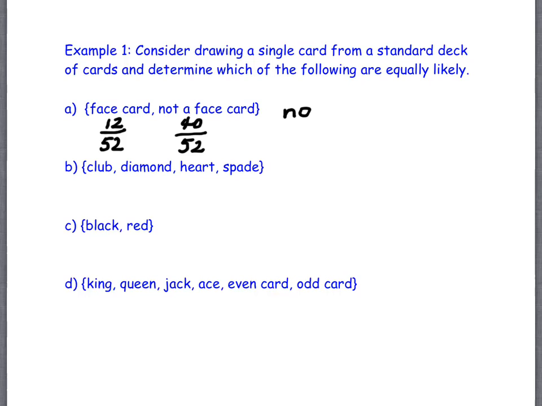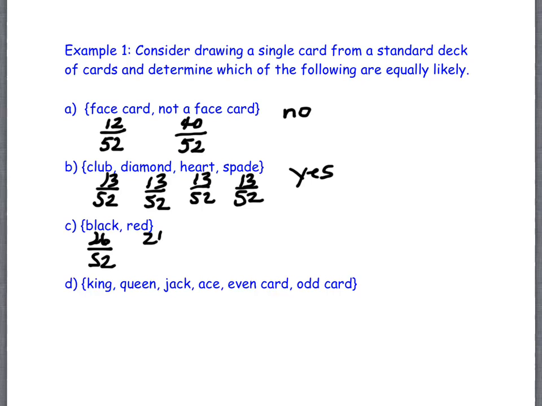All right, how about clubs? How likely are you to draw clubs? 13 out of 52, because there's 13 clubs, 52 cards. What about diamonds? Hearts? And spades? Are these events equally likely? Yes, they are. Probabilities match. Good. How about the probability of drawing a black card? 26. 26 out of 52. Red? 26. And are these events equally likely? Yes.